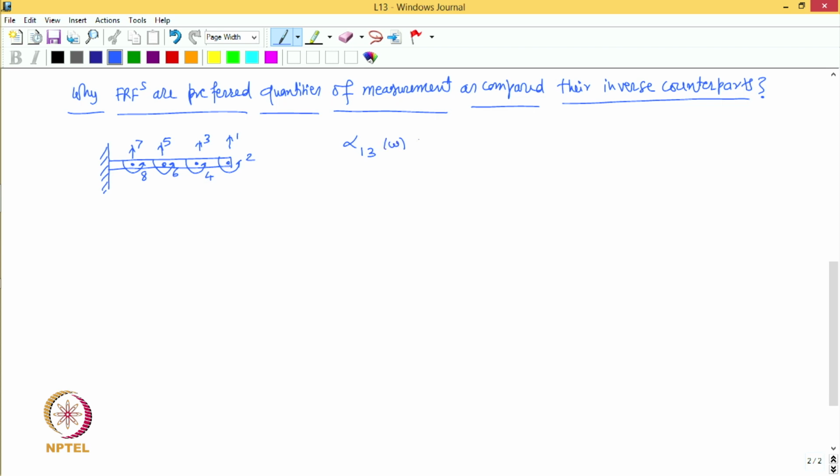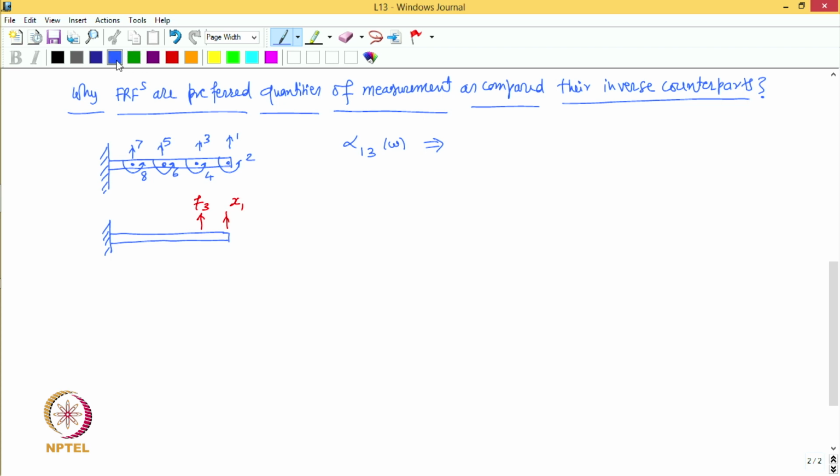So, to measure alpha 13 we need to apply the force at the third degree of freedom, right. So, in this direction, and then measure the response at first degree of freedom, that is x1, and the forces at all the other degrees of freedom need to be 0, and that is something very easy to satisfy, right. Not applying a force is very simple, we do not have to apply force, right. So, therefore, we can measure alpha 13 easily.